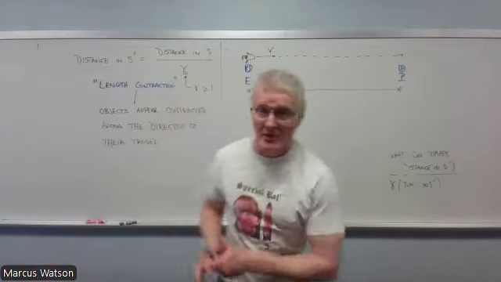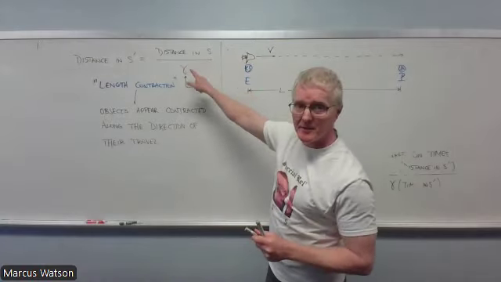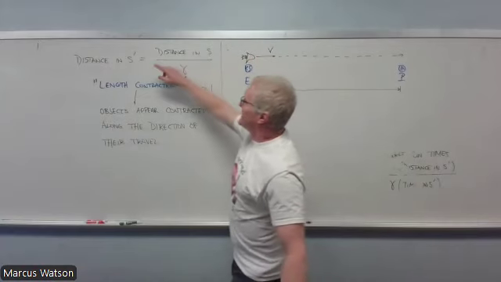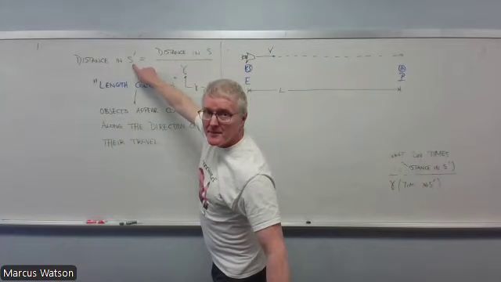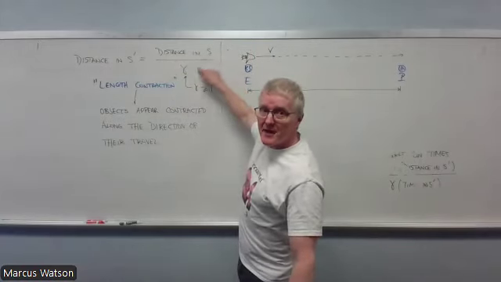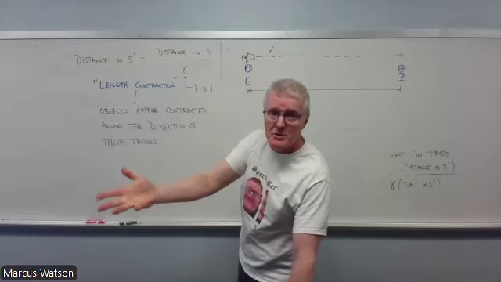That's what it means when it says distance in S prime, distance in S, and gamma. So here, the distance in the rocket frame, in this case, is the distance as measured by the Earth observers divided by gamma. So the rocket measures a shorter distance, which makes sense because they measured a shorter time.